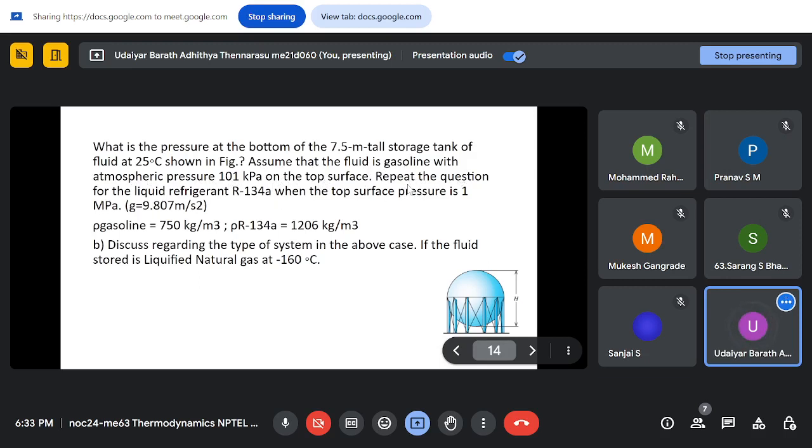They are asking to repeat the question for a liquid refrigerant R134A, and the top surface pressure is 1 megapascal. The gasoline density is given as 750 kg per meter cube, and for R134A the density is given as 1206 kg per meter cube. Then, for the second part, discuss the type of system when the fluid filled is liquid nitrogen or liquid natural gas, LNG, which is at minus 160 degrees Celsius.